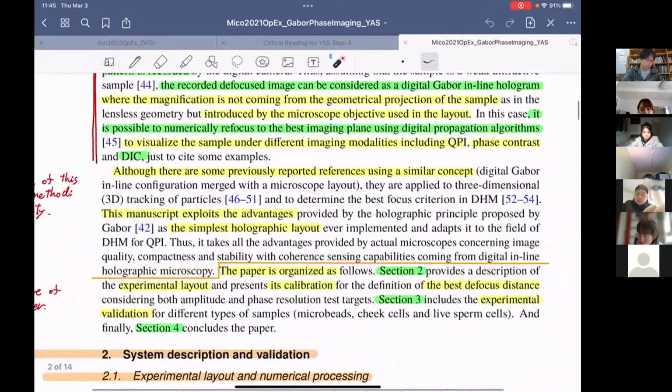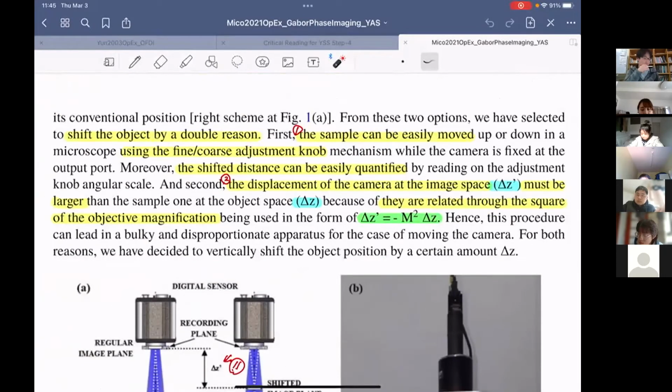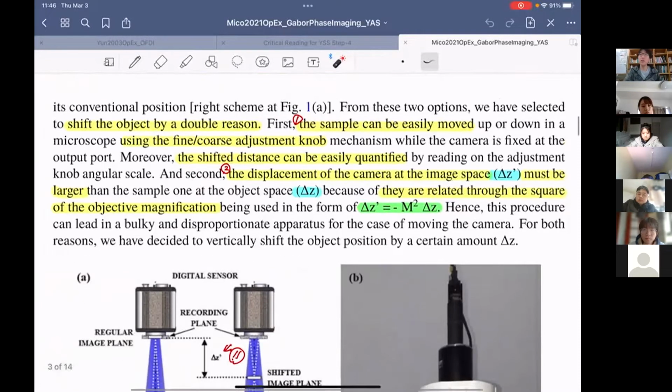Maybe I can find some other examples. Yeah, here again, I'm using it. Let's wait a bit. Yeah. The first, this one is easy actually. The first, the sample can be easily moved. And the second, two, the displacement of the camera at the image space must be larger than the sample. Okay. So it is quite clear and straightforward, but you can highlight it. And again, it can make a focus to you. So it definitely makes your understanding easy.